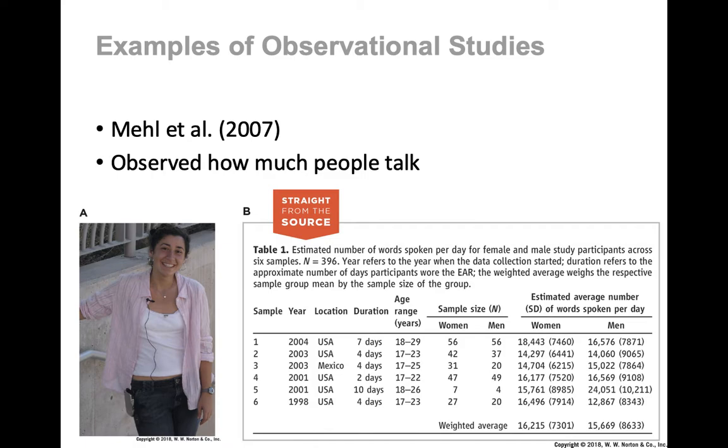So Moorling gave several different examples of types of observational studies, and I think it's instructive to take a look at some of these just to get a sense of what observational research looks like. One example from the chapter came from a study by Mehl et al. And this was based on observing how much people talk. They developed an electronically activated recorder, or an EAR, to observe what people said in their everyday conversations.